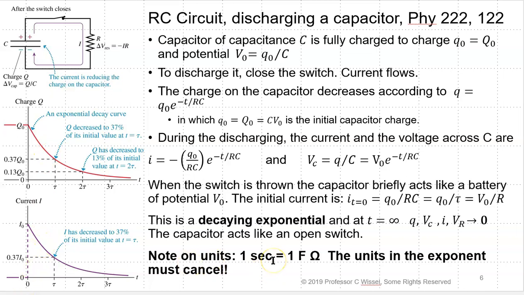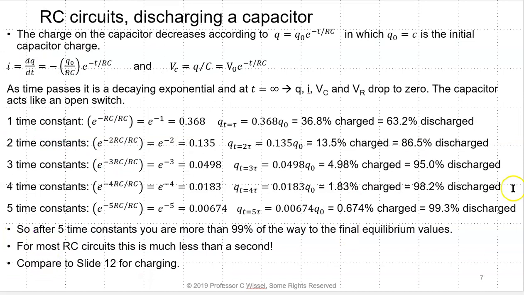So, a reminder on units. This is where people screw this up. 1 second is 1 farad ohm. The units and exponents must cancel out completely. Then you can see, of course, seconds divided by seconds is going to cancel out. If it doesn't, you got a problem. Okay, now here is some investigation of what a time constant really means.